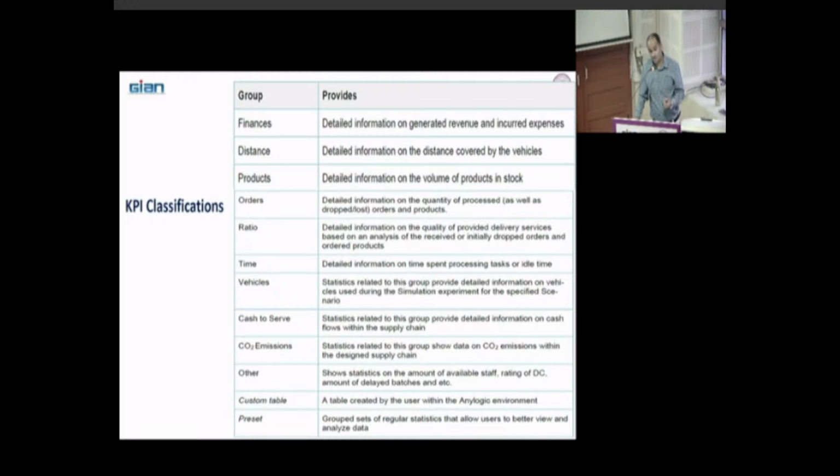CO2 emission, again very interesting stuff. You can add the CO2 emission generated because of the facility, because of the transportation vehicle, because of the processing. I will show you that as well, how to add the CO2. Other, again some other statistics. Custom table, this is a table created by the user within the AnyLogistix environment. If you want to convert it, again this feature is available in the academic version because of the customization table. Preset, it will give you the profit, revenue and cost.